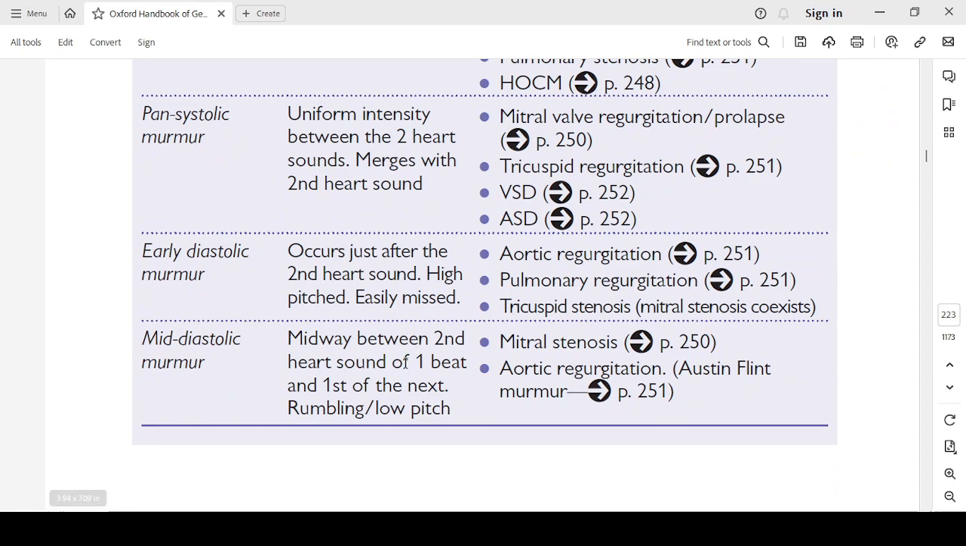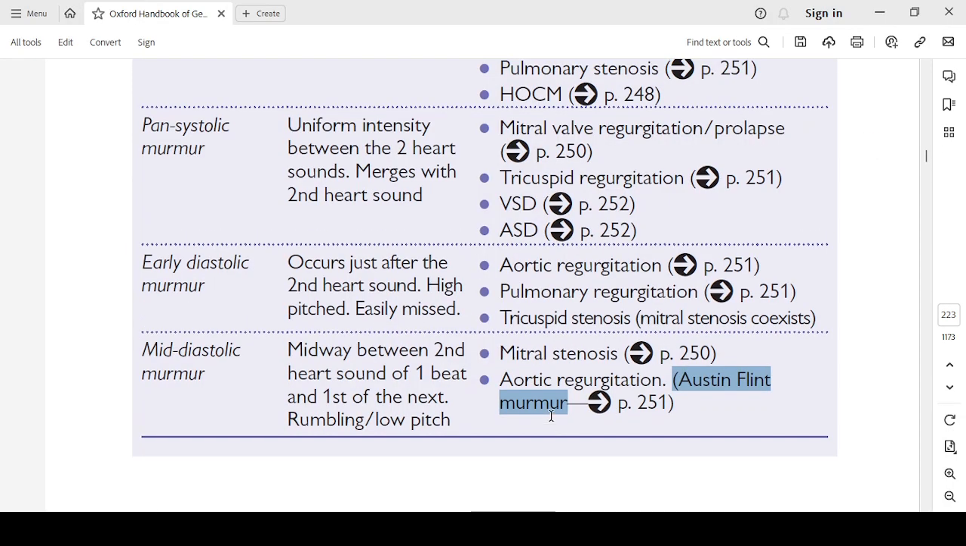Mid-diastolic murmur: midway between the second heart sound and the first heart sound of the next beat. Rumbling and low pitch. MDM, as we remember since our MBBS days, is mitral stenosis. And in aortic regurgitation, there is a particular type of murmur called Austin Flint murmur. Let's check what is Austin Flint murmur. Yeah, it's already available at page 251. We'll read in detail over there.